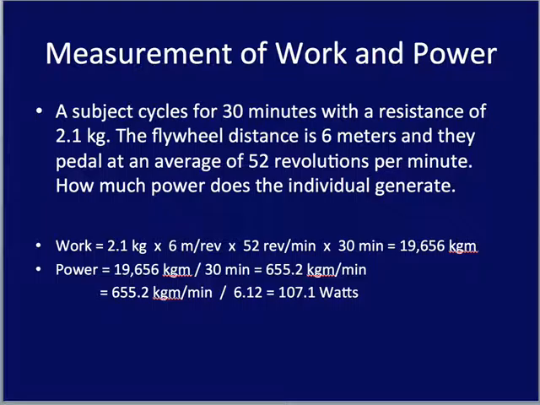So look at the work. We've got 2.1 times the distance, so that's 6 meters for every revolution. And for every minute we have 52 of those revolutions, and the exercise lasted 30 minutes. So 19,656 kilogram meters. And if we divide that by 30 minutes, the amount of time that work was produced, we get 655.2 kilogram meters per minute. And if we divide that by 6.12, again going back to the conversions, we get approximately 107.1 watts during this 30-minute exercise.